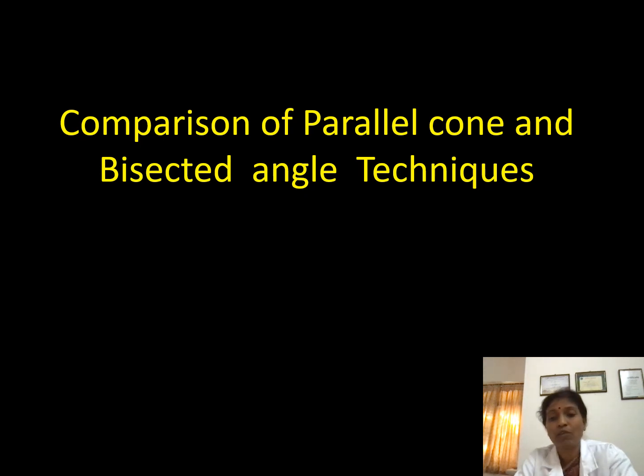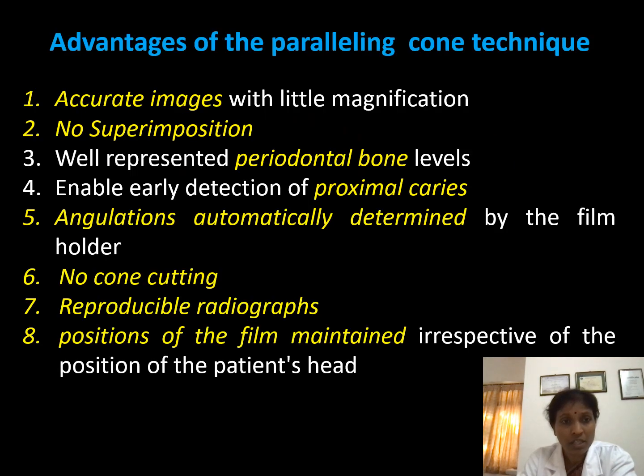Now let us see the advantages and disadvantages of these two techniques. When we compare the paralleling cone and the bisecting angle techniques, the paralleling cone technique has more advantages because it gives a very accurate image with very little magnification and distortion, and no foreshortening or elongation. There is no superimposition of the zygomatic buttress or zygomatic arch over the roots of the molars, and the periodontal bone level or status is very well represented in the paralleling cone technique when compared to the bisecting angle technique.